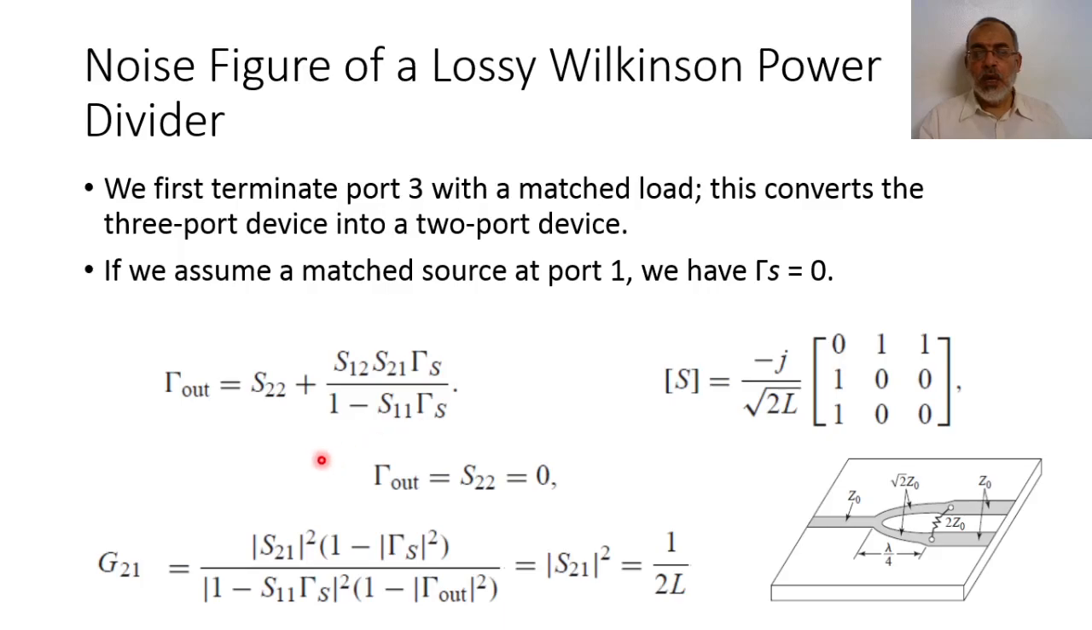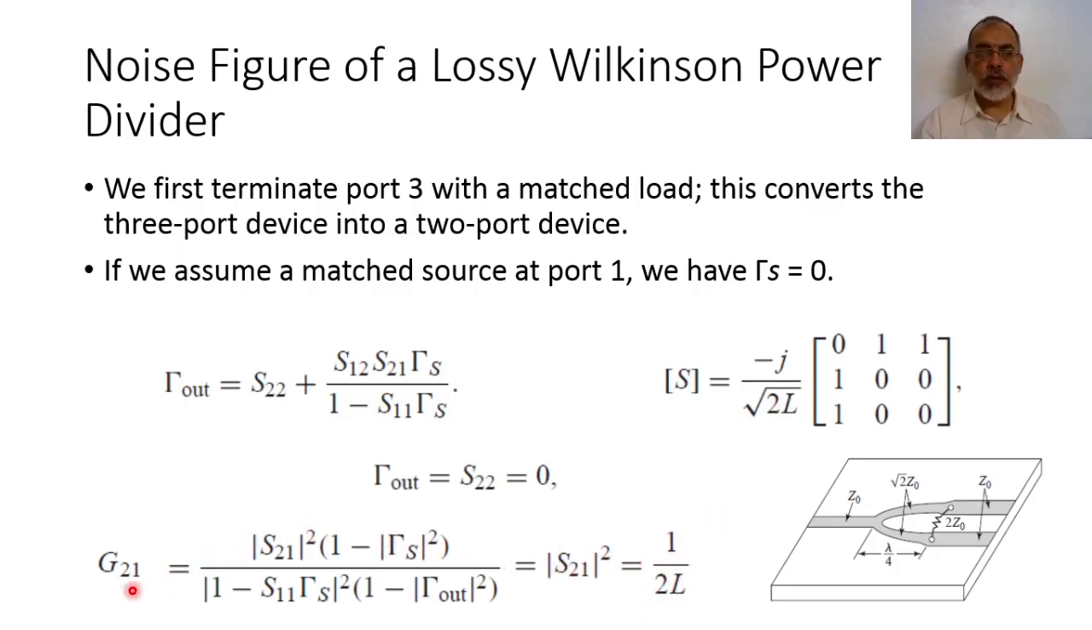On the other hand, the maximum available gain, G21, for the general lossy mismatched two-port network is given by the magnitude of S21 squared multiplied by (1 − |Γs|²) over |1 − S11·Γs|², multiplied by 1 − |Γout|². Already we have S11 is 0, gamma source is 0, so this is simply unity. We have gamma out is 0, so this is simply unity. So the maximum available gain is simply the magnitude of S21 squared. S21 is 1/√(2L) as a magnitude, so S21 squared is simply 1/(2L).